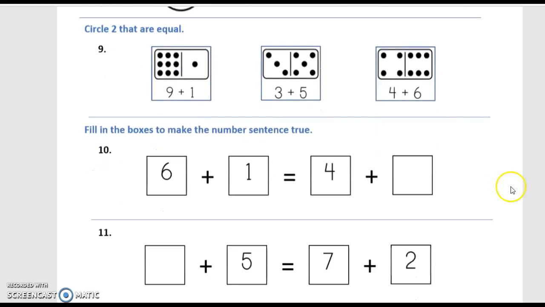Number 9. Circle 2 that are equal. So you're going to circle 2 of these boxes. What they want you to see is that they are adding together to get a total. So circle 2 totals that are the same, or 2 that are equal.